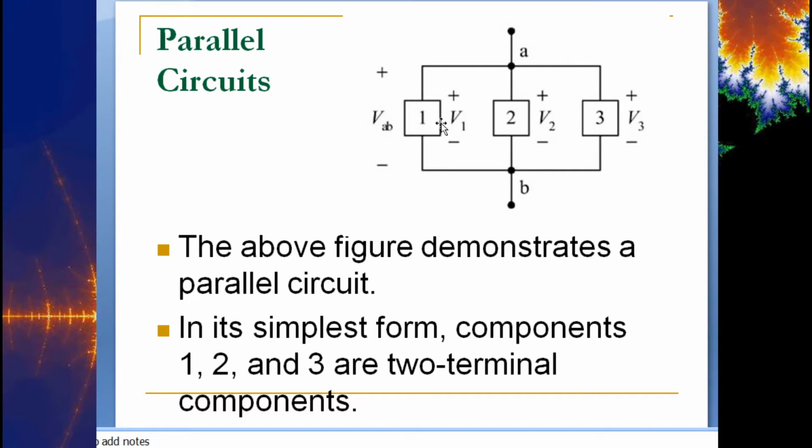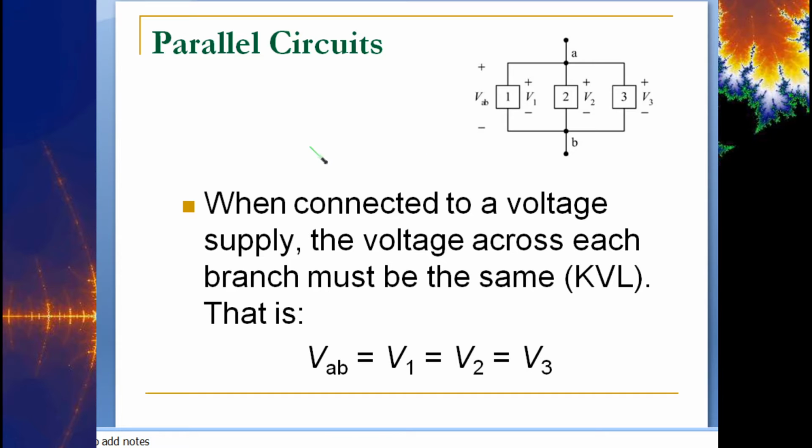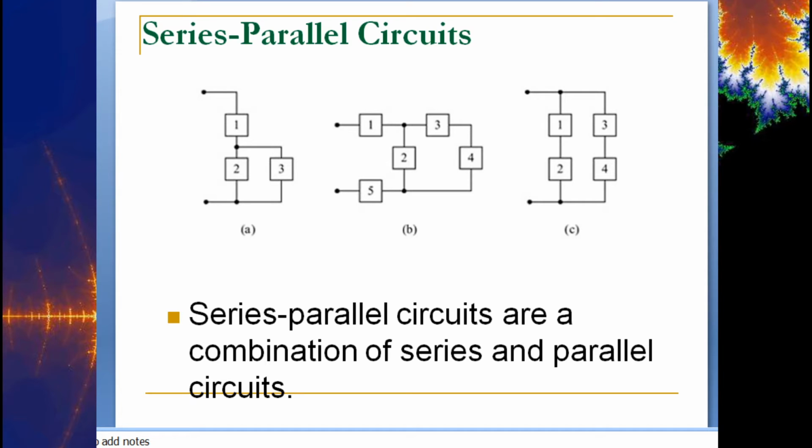And so the lowest value resistor should get the highest percentage of the current, and the highest value resistor should get the lowest percentage of the current, because it's going to be splitting it up. Whatever comes into this node, KCL tells us it has to leave. So in this case, we would have a total current that comes into this node here. It gets split three ways and then combines back together on the other side. But they would all have the same voltage drop. So different currents, same voltage. When connected to a voltage supply, that's basically what I just said here: the voltage across each branch must be the same.